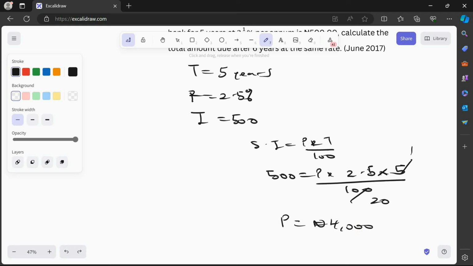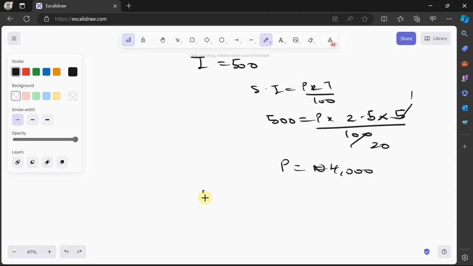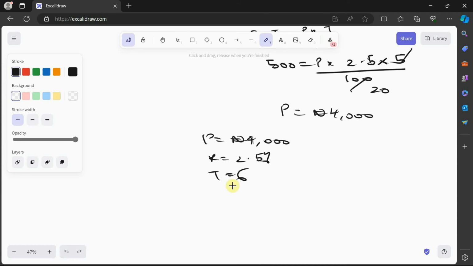So it now says to calculate the total amount that is due after 6 years at the same rate. So we know that the P now is 4,000 naira. The R still remains 2.5%, but the T now is, what? 6 years. So they told us to find the A. Remember, the A is the principal plus the interest. So let's find the interest first, which is PRT over 100.